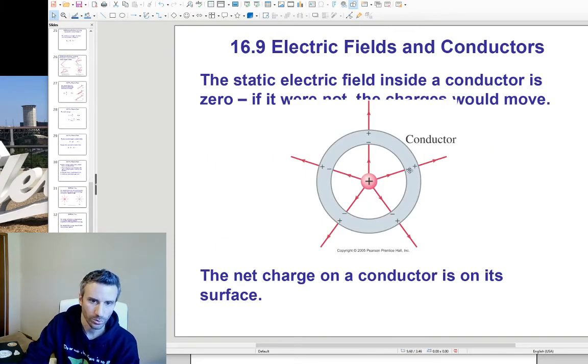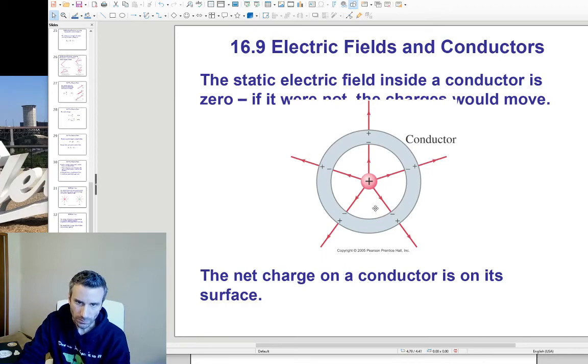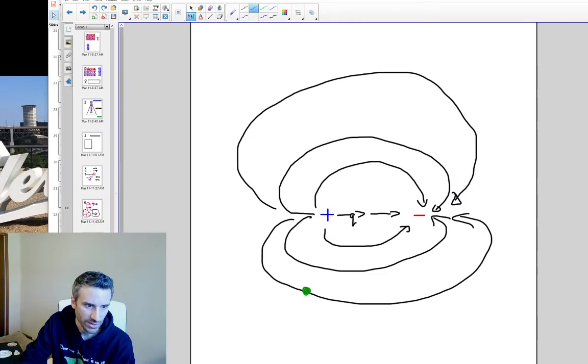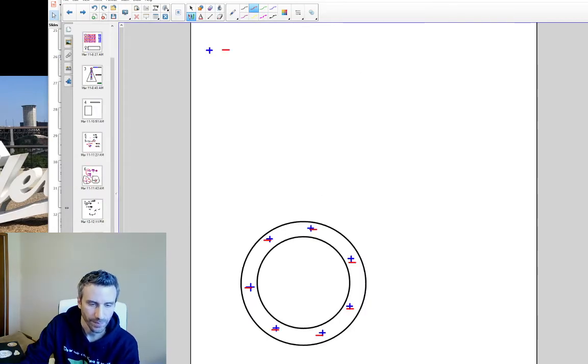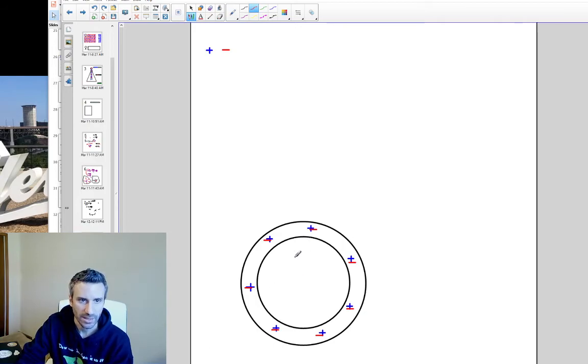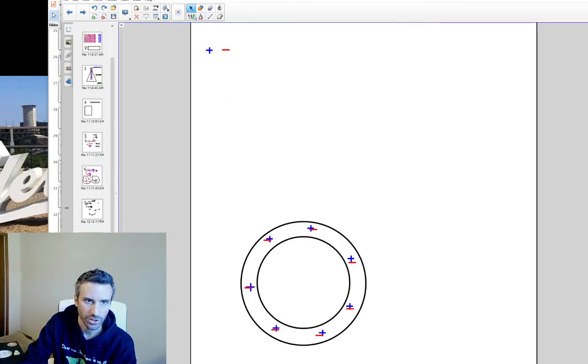And, oh, here we go. This is a good one. So if I have, in fact, let me draw this out. I think I have something I can do here. Here we go. So let's say that I put a positively charged object inside of a hollow metal sphere.